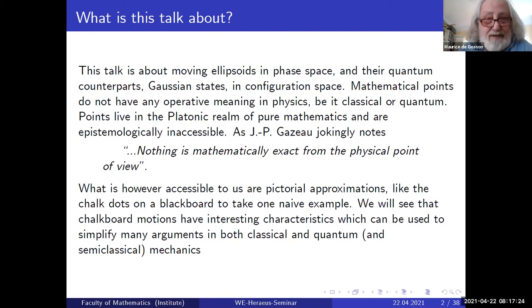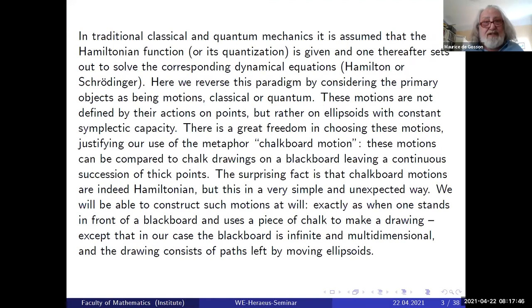So what is, however, accessible to us are pictorial approximations, like the chalk dots on a blackboard, to take one very naive example. We will see that chalkboard motions have interesting characteristics, which can be used to simplify, which is important, many arguments in both classical and quantum and semi-classical mechanics. So in traditional classical and quantum mechanics, it is assumed that the Hamiltonian function or its quantization is given, and one thereafter sets out to solve the corresponding dynamical equations, Hamilton or Schrödinger. But we all know that it's very difficult and impossible in most cases to obtain exact solutions. So we have to content ourselves with numerical approximations or approximation methods and so on.